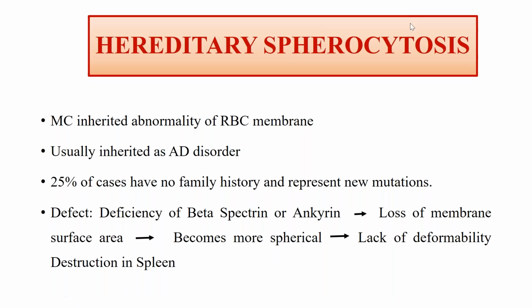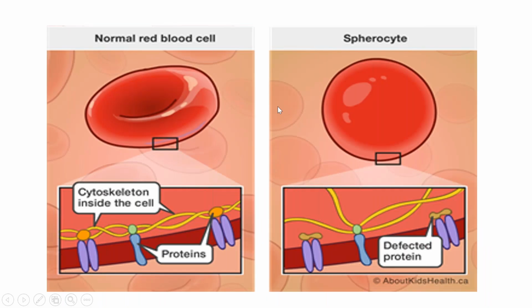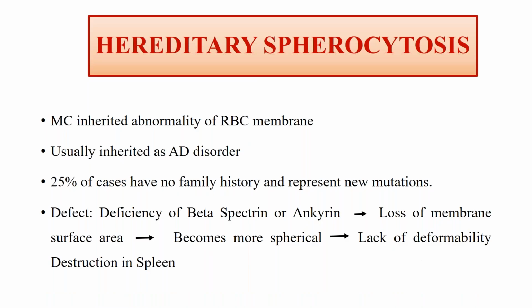So coming to the individual causes which are important. Hereditary spherocytosis, as you all know, the RBCs which are mainly biconcave in shape become more spherical. So they lose their biconcave shape. You can see this is a normal RBC with its biconcave shape, but they become more spherical. So what happens is they are not able to pass through the blood vessels so easily, and they get broken down. It is mostly an autosomal dominant disorder, but yes, there can be spontaneous mutations also. There is deficiency of beta spectrin or ankyrin protein, which makes the surface change.